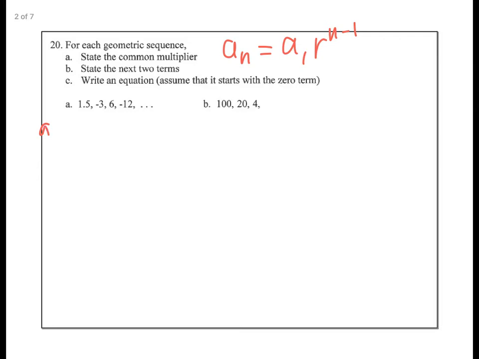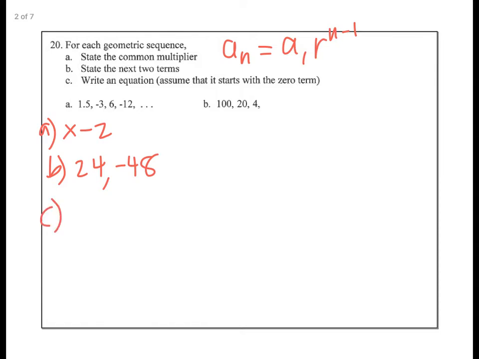So if I'm looking at A here, I go from 1.5 to negative 3 to 6 to negative 12. I am multiplying by a negative 2. Part B asks for me to state the next two terms. So if I did negative 12 times negative 2, I'd get 24, and then multiply that by negative 2, and I get negative 48. Those would be my next two terms.